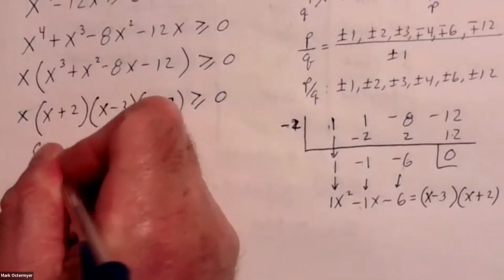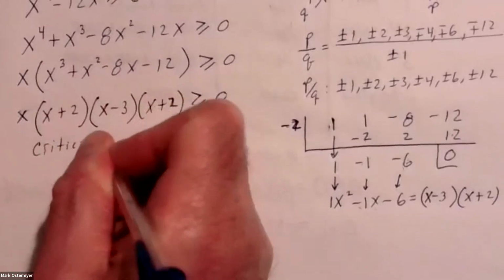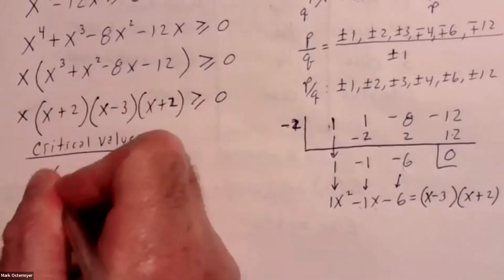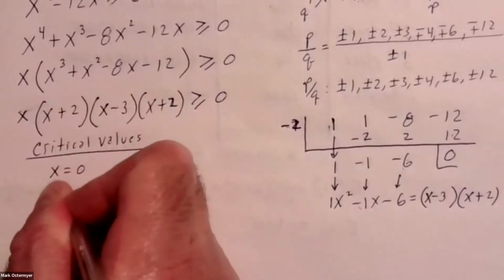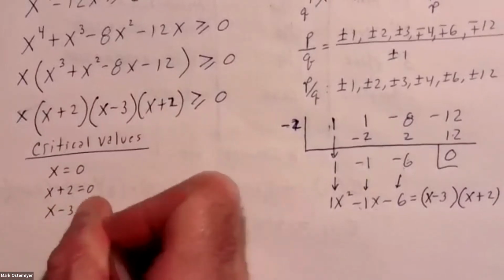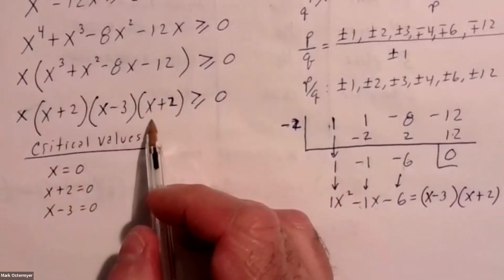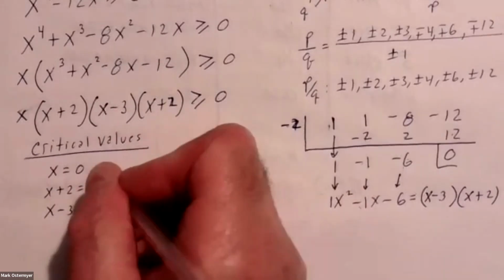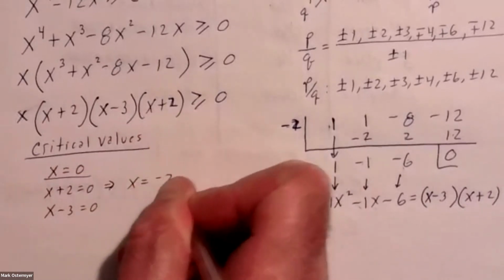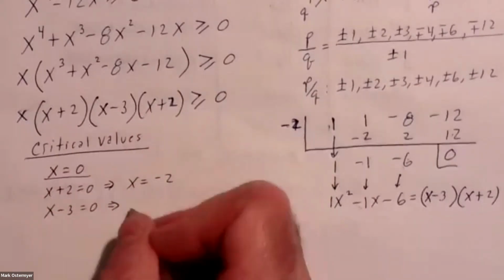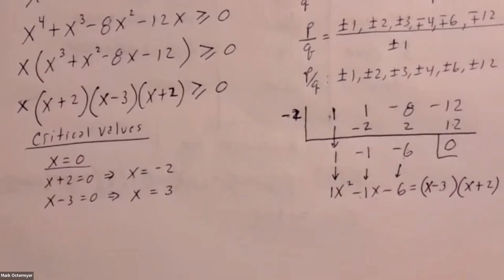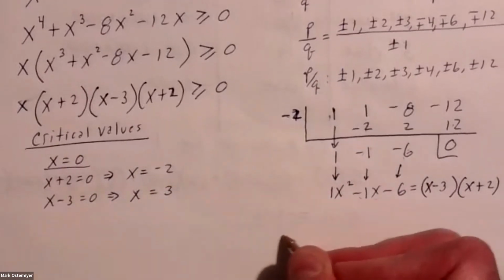Now we're going to find critical values. Critical values are values that send your factors to 0. So take each of these variable factors, set them equal to 0, and solve for x to find these critical values. Now I have a duplicate x plus 2 factor here. We don't have to set it equal to 0 twice. So this one will give us a critical value of negative 2, and another critical value after solving this equation is positive 3.